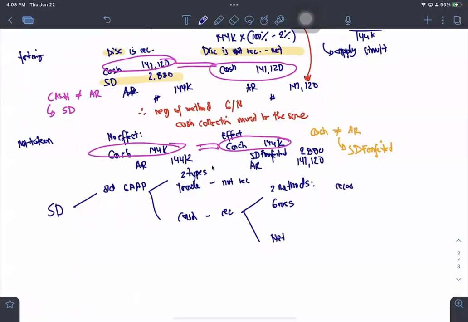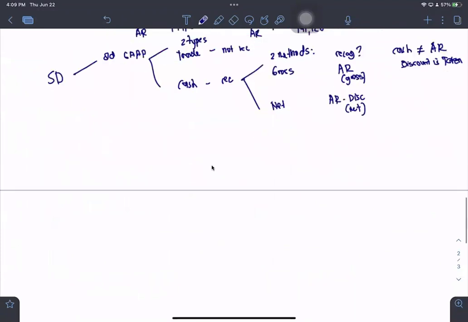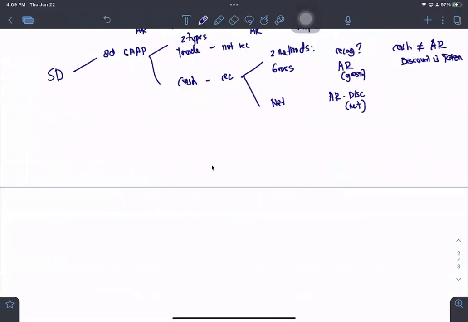So your main issue is at the time of recognition. You recognize the AR under gross at the amount of your AR, while for net, it is AR less the discount. So at gross, it is recorded at gross. At net, it is recorded at net. So what if the cash received is not equal to your AR? In gross, that happens only whenever discount is taken. But for net method, the cash is not equal to AR whenever discount is not taken.